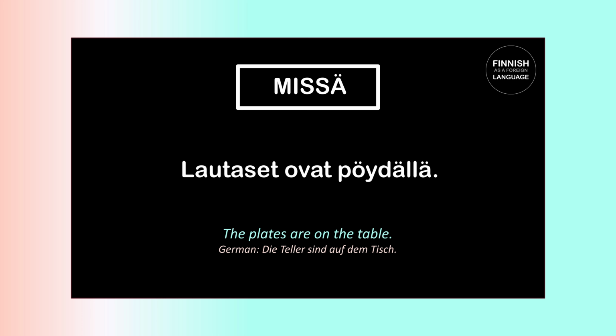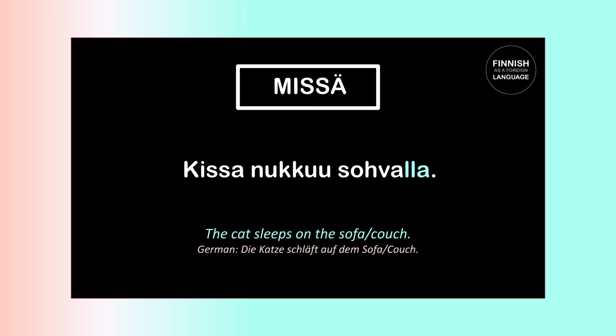Let's have one more example. Kissa nukkuu sohvalla means the cat sleeps on the sofa, or the cat is sleeping on the sofa. So kissa means cat, nukkuu is the third person singular present tense of the verb nukkua, which means to sleep, and sohvalla means on the sofa. It's the adessive case of sohva, which means sofa or couch. So let's repeat again. Kissa nukkuu sohvalla. The cat is sleeping on the sofa.